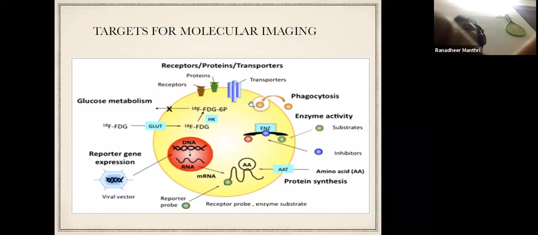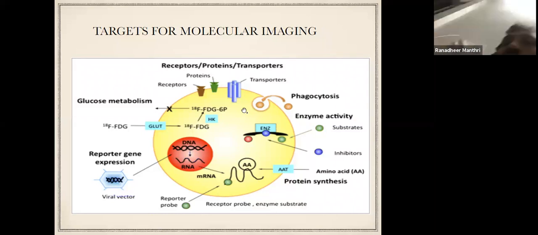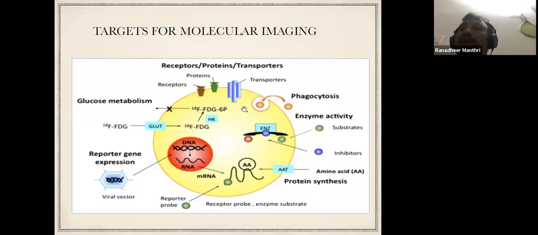The reporter genes, an example is TERT, telomerase reverse transcriptase. All these can be targeted by molecular imaging. We'll go one by one and see how it can be integrated into cancer. Next slide, please.